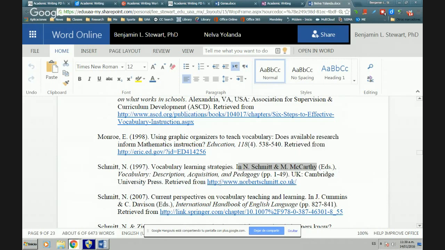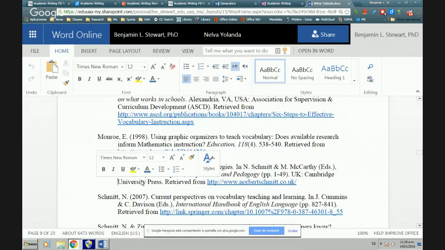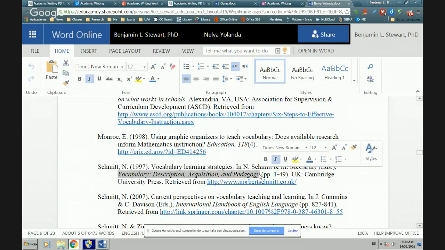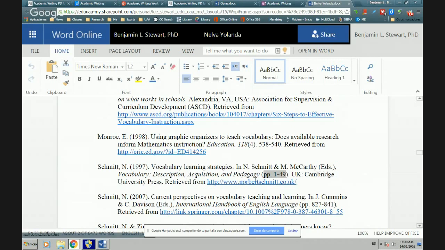And then we have a comma, and then we have vocabulary. What is this? That's the title of the book. And then we have, what is this? Pages where you can find the chapter. And then we have the location and the publisher, Cambridge University Press, and the link.